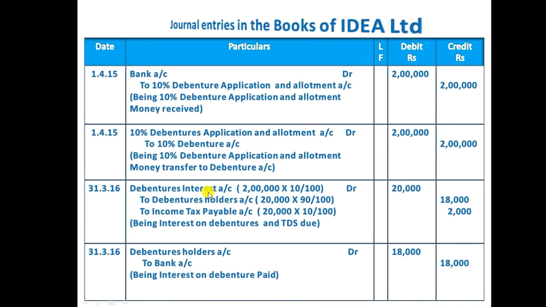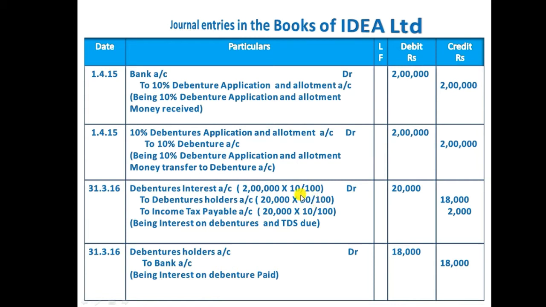So interest is an expense. So according to the modern approach, when expenses increase, we need to debit it. And this interest the company is going to pay to the debenture holder, as well as a part of the money to the tax. So to debenture holder account, 20,000 into 90 divided by 100, because TDS is 10%.